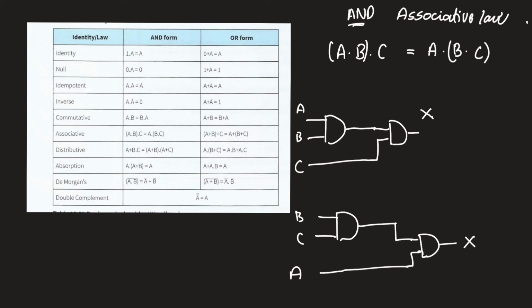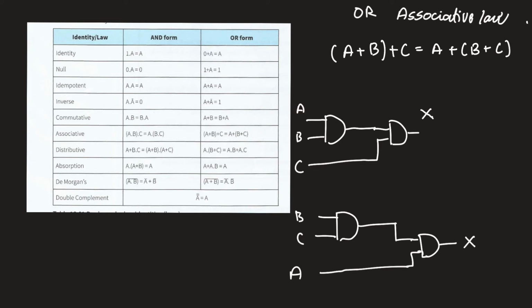Okay, so now for the OR version of the associative law, I'm not going to change a lot, right? Of course, the law is different. Here we have A plus B, the bracket, plus C is equal to A plus bracket B plus C. Over here, all you really have to do is change these AND gates with OR gates, and then you have the circuit you need. That's all I'm going to do. I'll erase the AND gates and I'll draw OR gates instead of them.